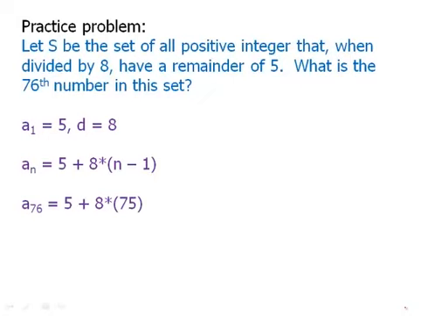We plug in n equals 76 for the 76th number. We get 5 plus 8 times 75. For that 8 times 75, we'll just do doubling and halving. So it's 4 times 150. 4 times 150 is clearly 600, plus 5 is 605. And that is the 76th number on the list.